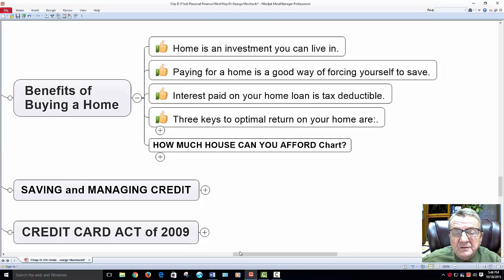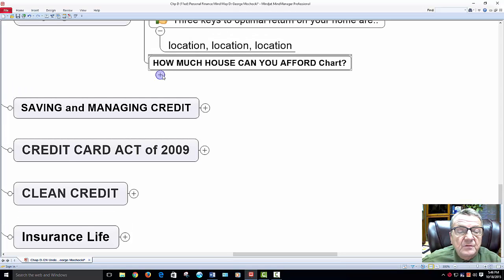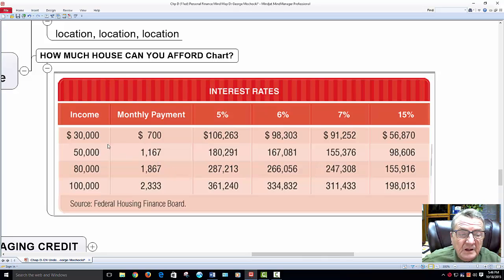Okay, and the 3 keys to optimal return on your home are location, location, location. How much can you afford? There was a chart in the book that was kind of good. If your income is $30,000, your monthly payment is $700. At 5%, you could afford a townhome for $106,000. If you're making $50,000, the monthly payment is $1,000, almost $1,200, and you could afford a home at $180,000 at 5%.